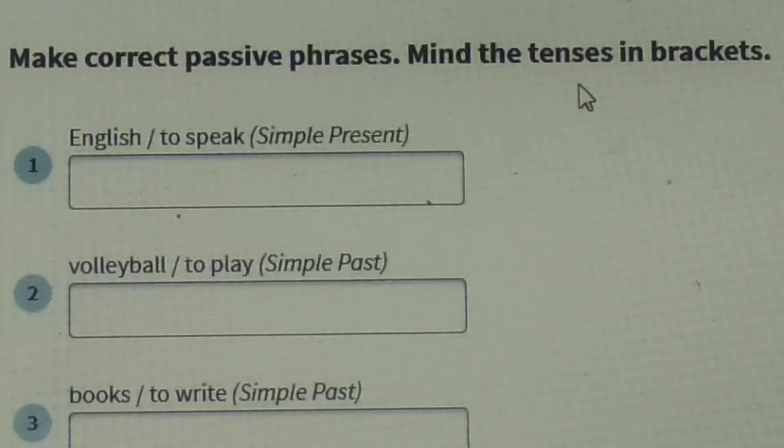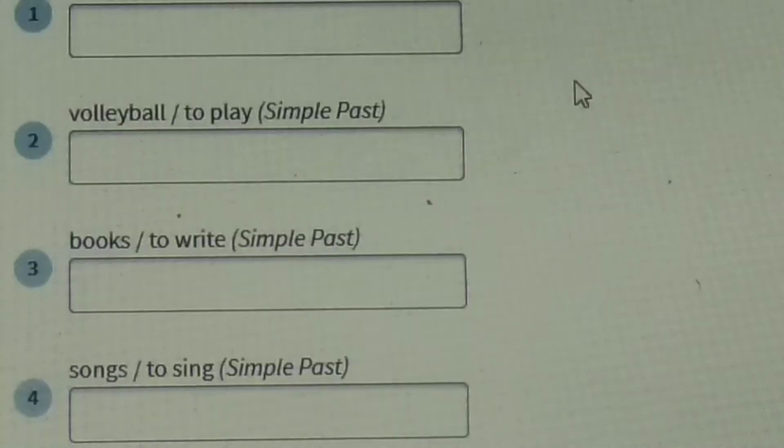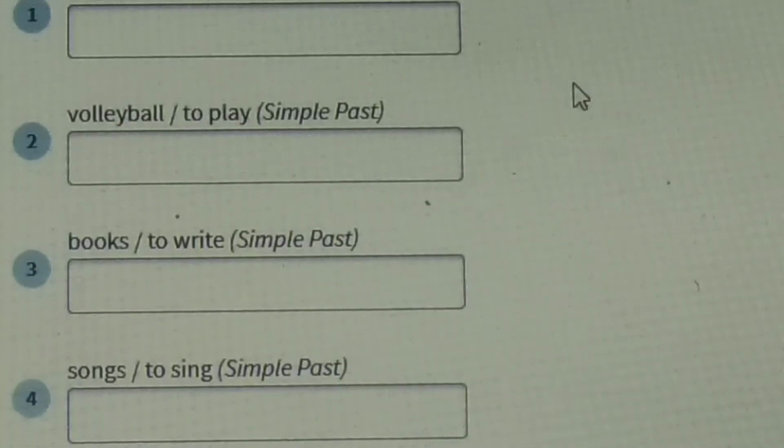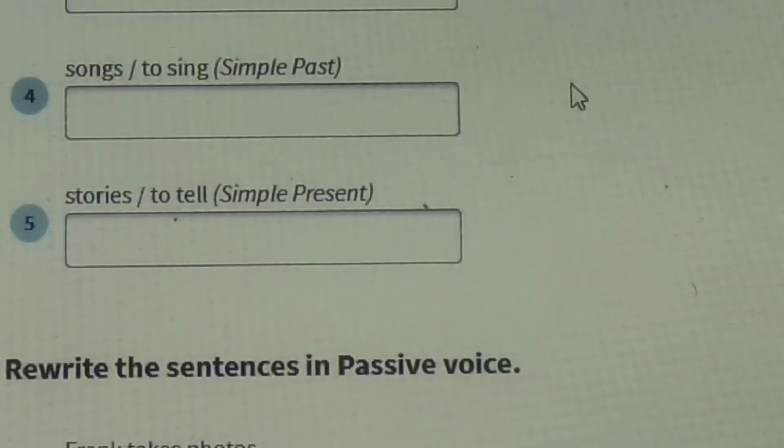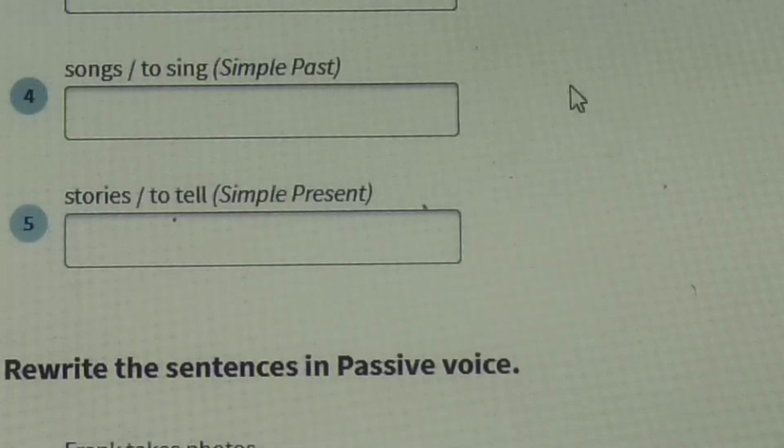Simple present, simple past. It's written there, children. Please note down the questions and try to answer them so that you're thorough with active and passive voice. There, look at the fourth and the fifth question. Okay? Okay, rewrite the sentences in passive voice.